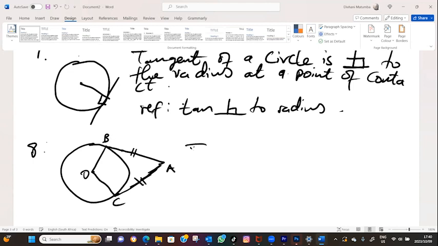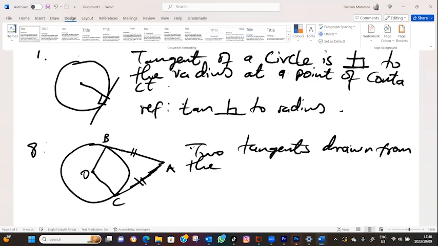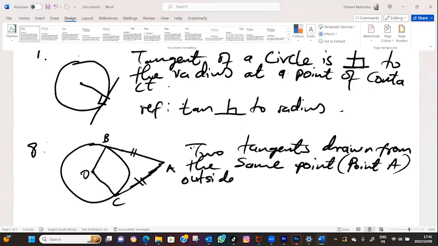Two tangents drawn from the same point, in this case, point B or point A. Same point outside the circle. They are equal. They're equal.